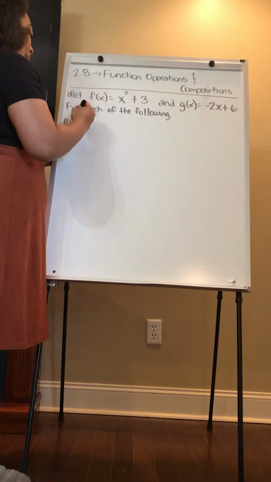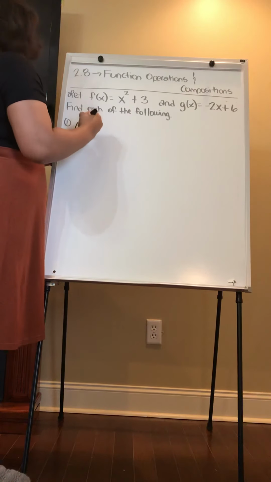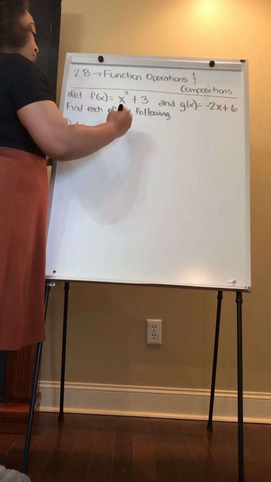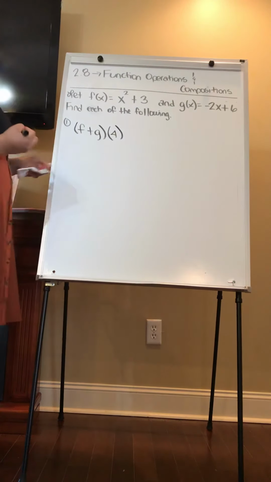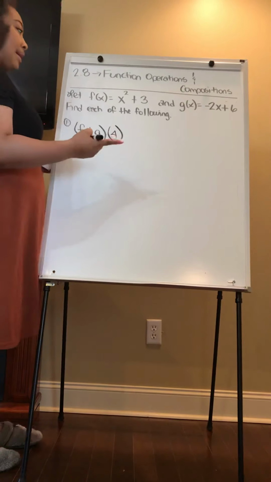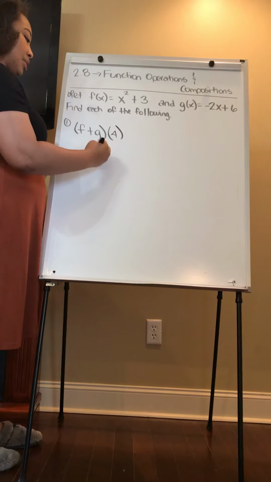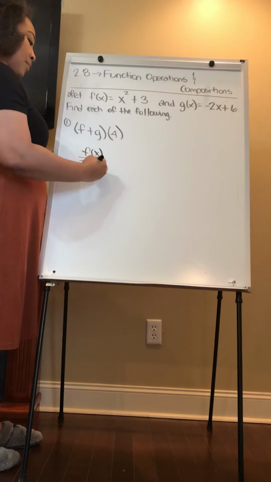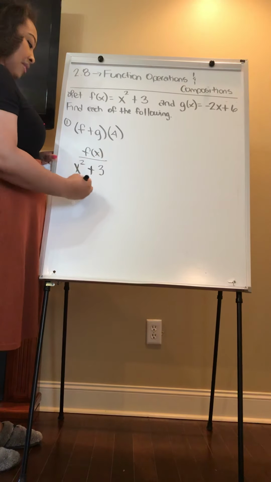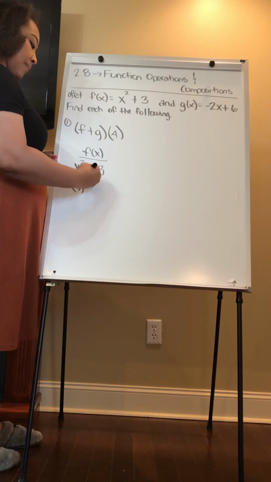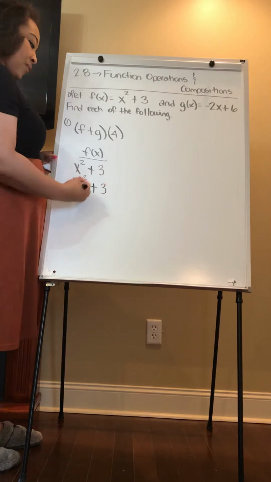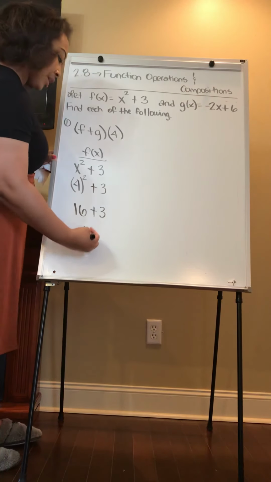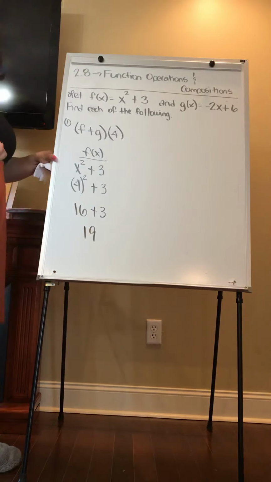So let's start with some operations. Let's do f plus g of 4. All this means is we're going to go to the f function, which is x squared plus 3. In the place of x, you're going to plug in 4. So 4 squared is 16 plus 3 is 19.